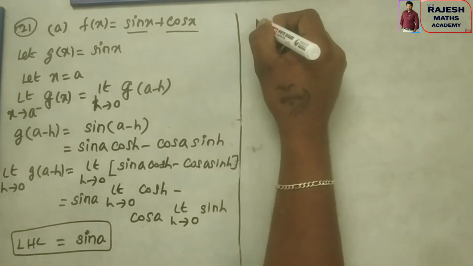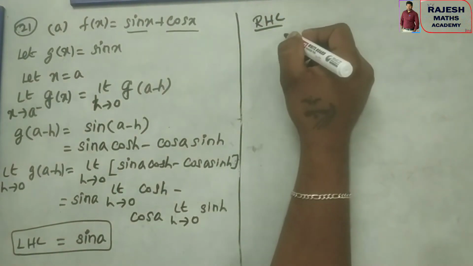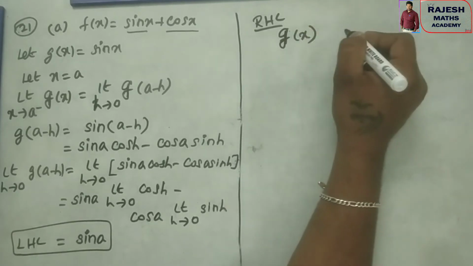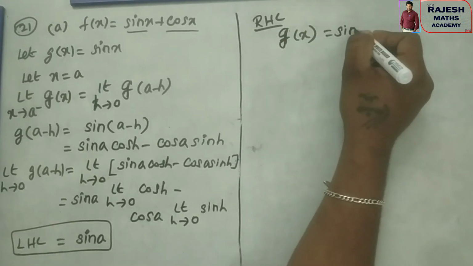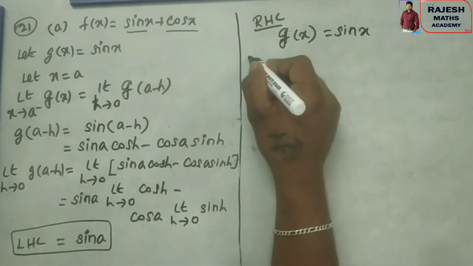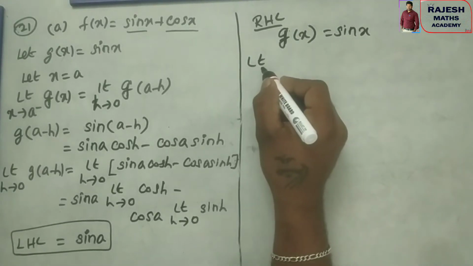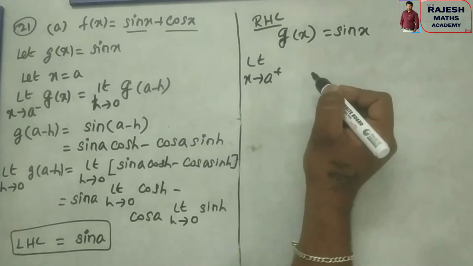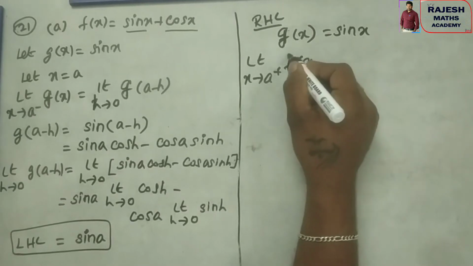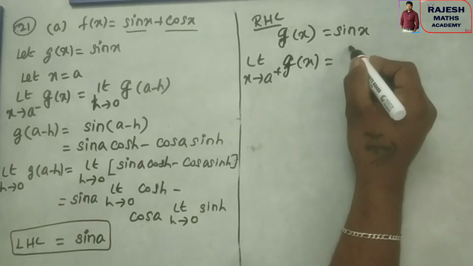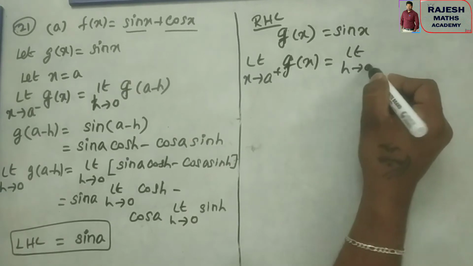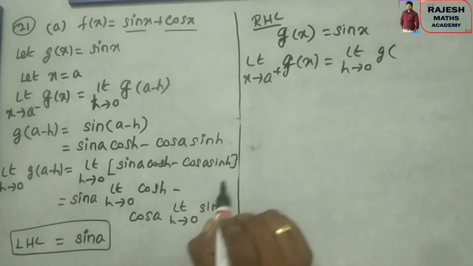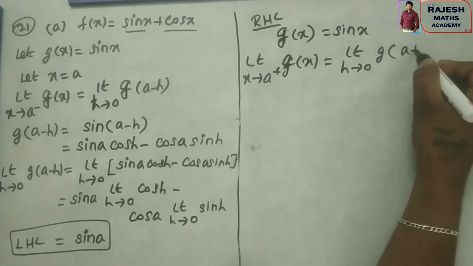What about RHL? Here f of x value is also the same as g of x. G of x value is also the same as the sin x function. Apply the definition of right hand limit: limit x tends to a plus g of x equals limit h tends to 0, where I have to replace x with a plus h.